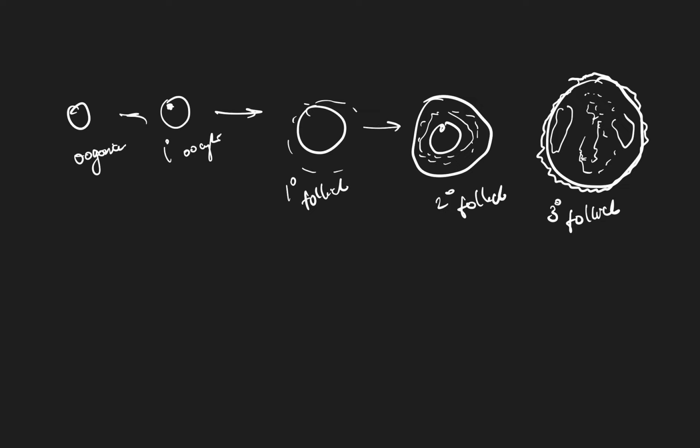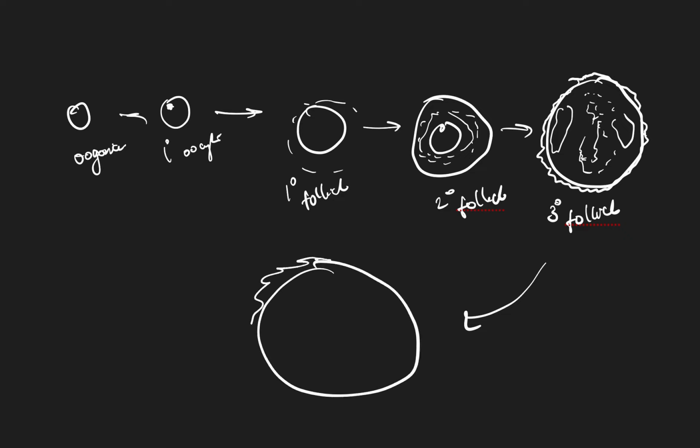This is the process basically. Oogonia becomes primary oocyte, primary oocyte becomes primary follicle, primary to secondary, secondary to tertiary, and then tertiary follicle is going to become the Graafian follicle. Finally it is going to become the Graafian follicle.